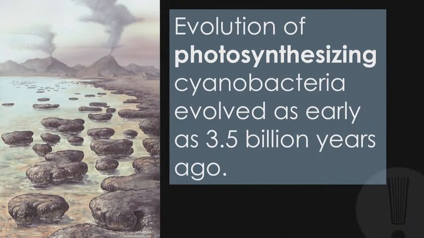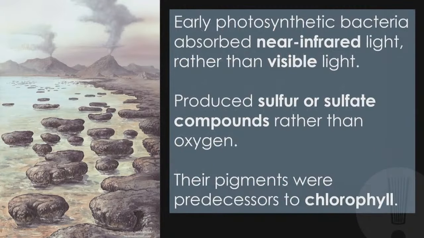So photosynthesizing cyanobacteria evolved as early as 3.5 billion years ago. So that was quite a long time ago. So we saw photosynthesis occurring well before plants were on the landscape.